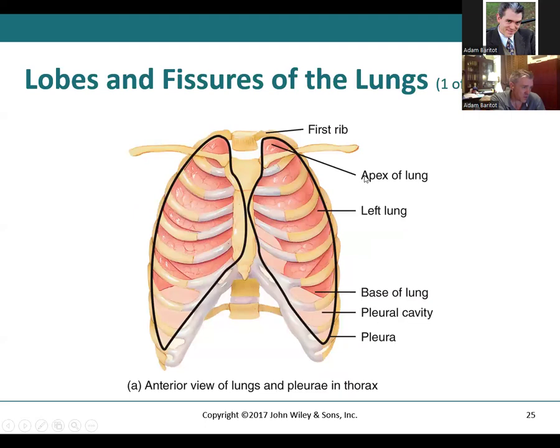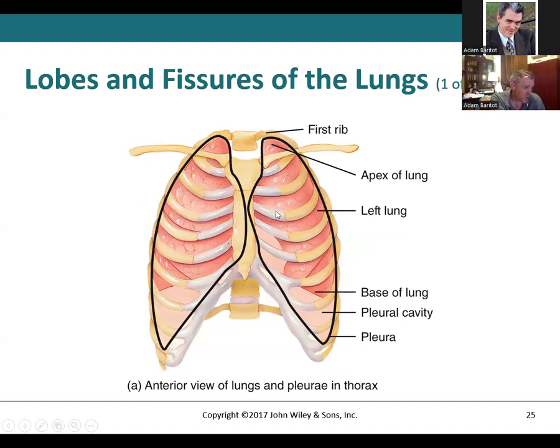Lobes and fissures. Not loaves and fishes, lobes and fissures. Again, our lungs will extend into our apex. They will curl up underneath our first rib. The entirety of our lungs are protected by the entirety of our rib cage. We do have a pleural cavity and plenty of pleura extending down to ribs 8, 9, and 10.